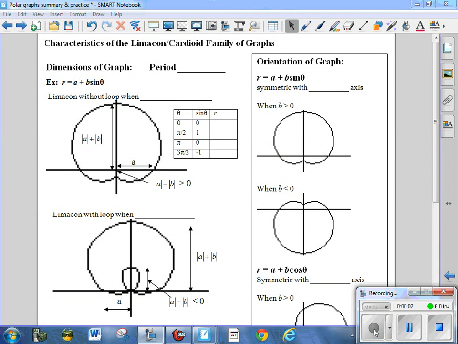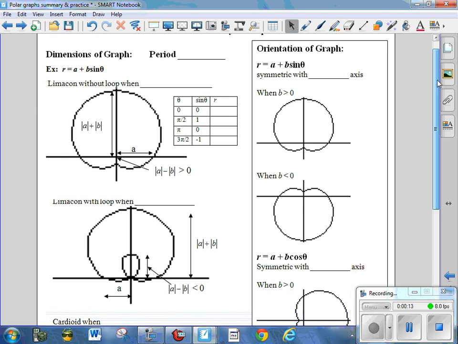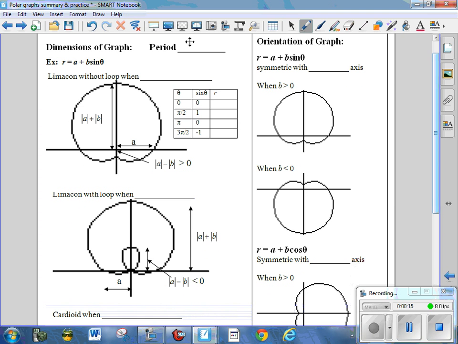This is the summary that's on the page, starting on page 2 of your polar graphing notes. We're going to summarize the things we've learned about polar graphs so far. First of all, limaçons. All limaçons have a period of 2 pi. It takes 2 pi radians to get the entire graph.